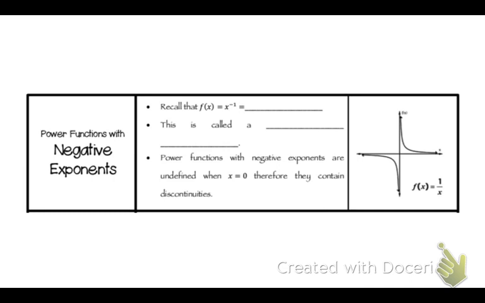Recall that f of x equals x to the negative first power, that's really the same as 1 over x. And this is called the reciprocal function. So power functions with negative exponents are undefined when x equals 0. Therefore, they contain discontinuities. That means they have asymptotes. Because you can't plug 0 in for x right there, or you're going to get 1 divided by 0, which you can't do, because you can't divide something into 0 pieces. That just doesn't make sense.